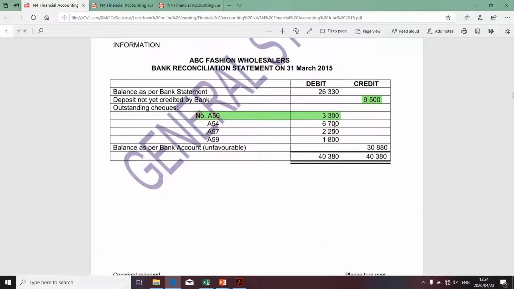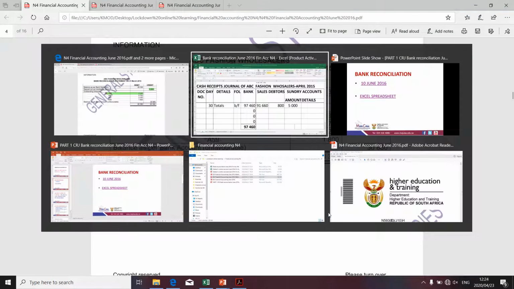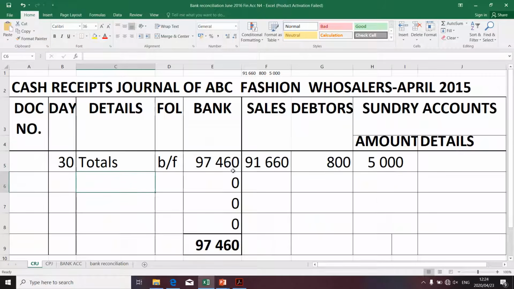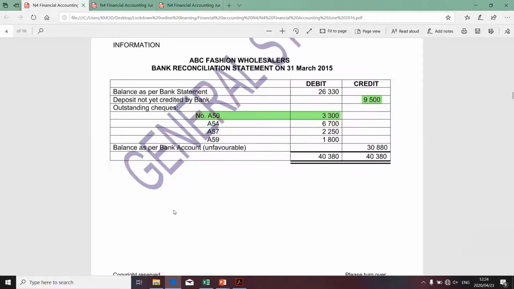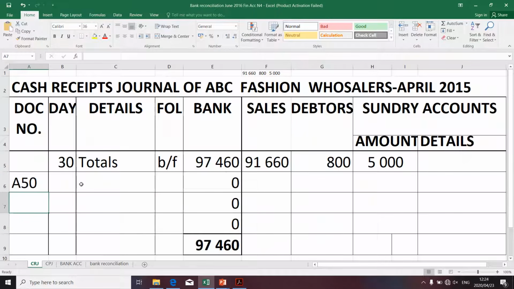So allow me to take that amount. I'm quickly going to take it to my Excel spreadsheet. Let me quickly open my Excel spreadsheet. There you go, that's my Excel spreadsheet. Already we populated the total balance that we want to update. The next thing that I'm going to do is the check that was lost. So the doc number is A50. We're specifically told that's the check number. Let's quickly go back to the given information. Yes, true, it's A50. It's an amount of 3,000. The date is the 30th. I'm not going to write anything because we're still using the same date.